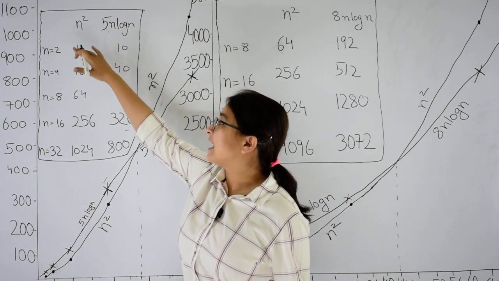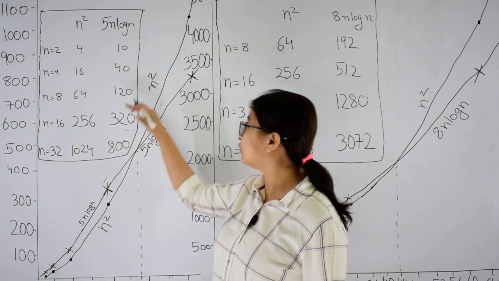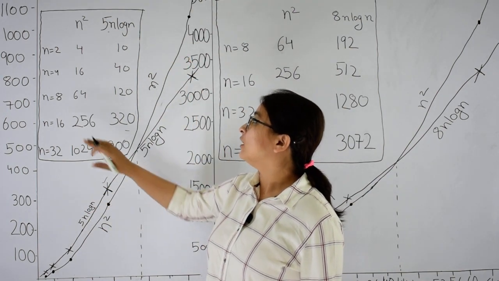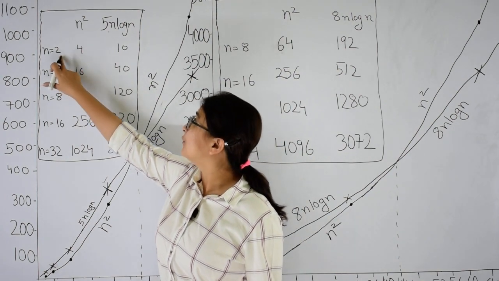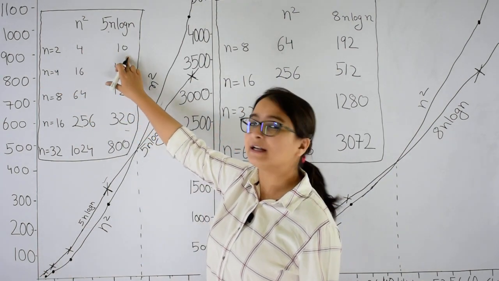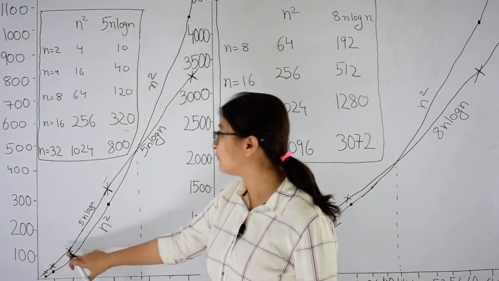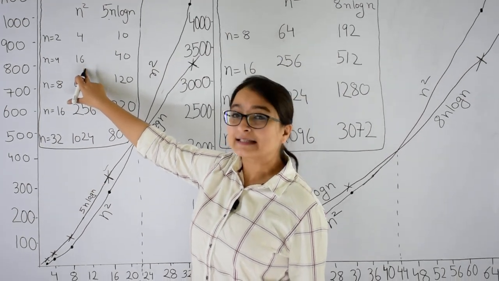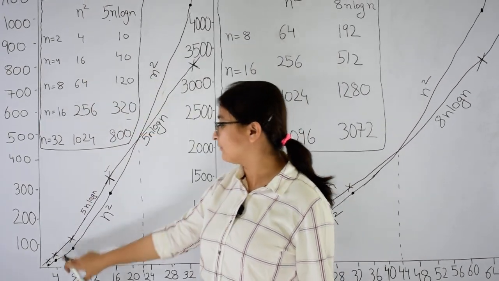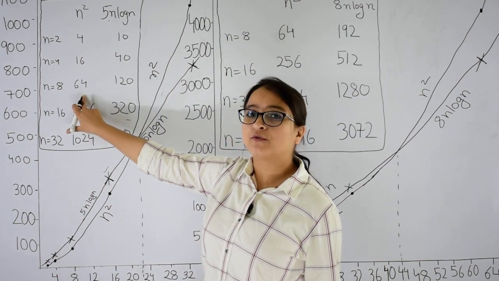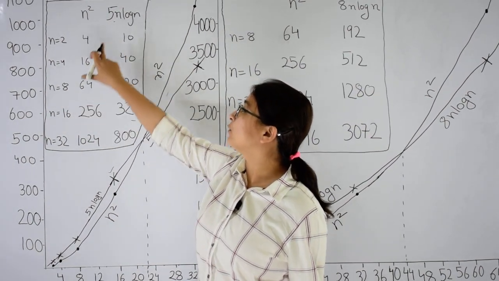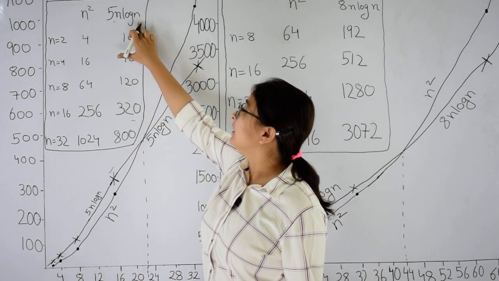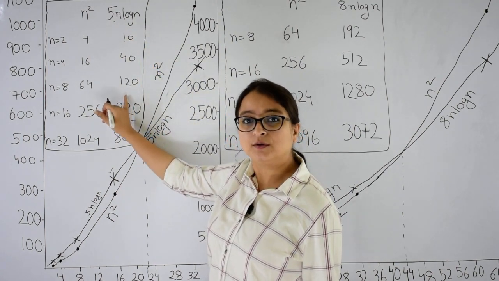Now we will see how this affects the growth of the function, in the graph we are going to draw between these two functions. First we checked for n equal to 2: n square is 4 and 5n log n is 10, and we plotted it. You can see in the graph over here we have plotted things. We checked for n equal to 4: n square is 16 and 5n log n is 40. Again we plotted this over here. Similarly we calculated for n equal to 8: 8 into 8 is 64, and for 5n log n, log of 8 is 3, 3 into 8 into 5 is 120.